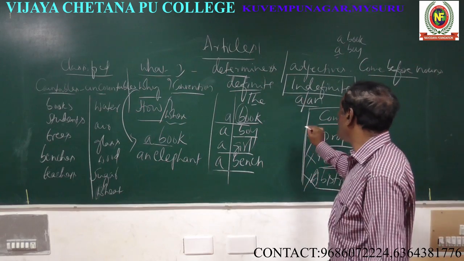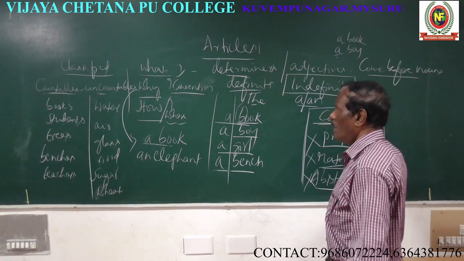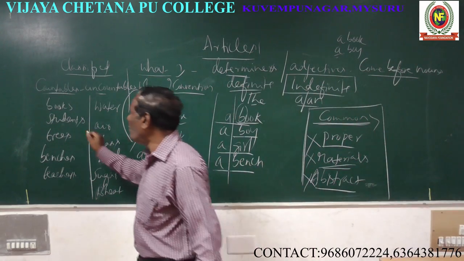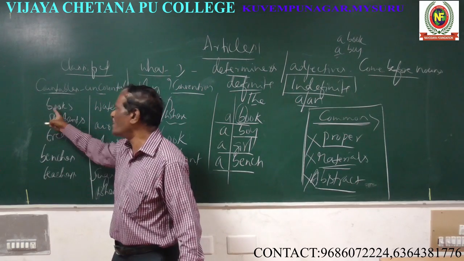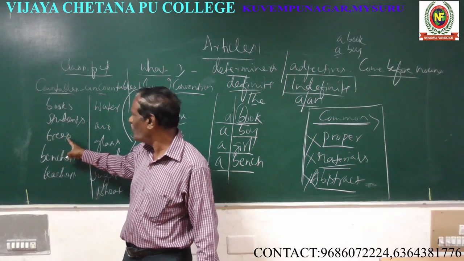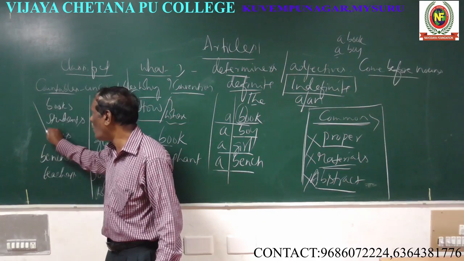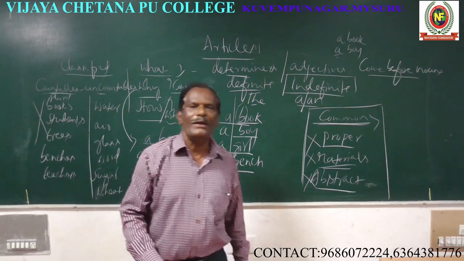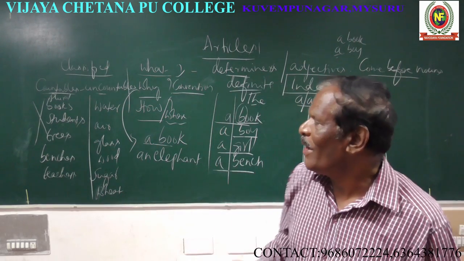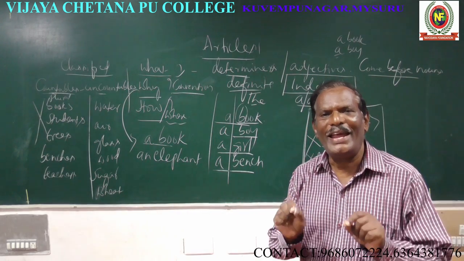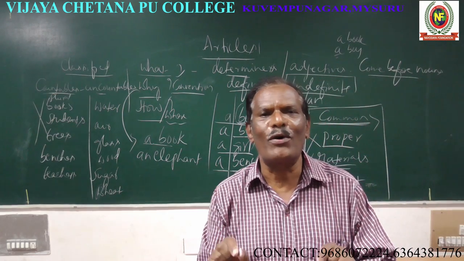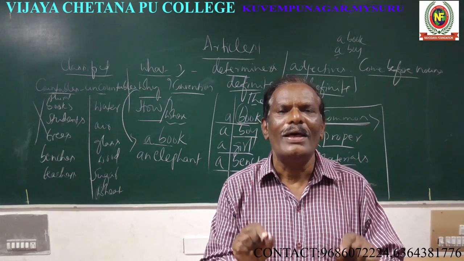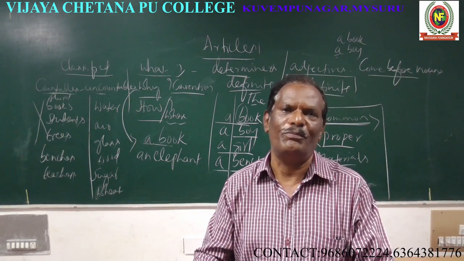Now, where do you use them? Common nouns. We don't use indefinite articles before plurals. We don't say a books, a students, a trees. We don't use before plurals. Then, where do we use them? We use a or an before countable singular common noun.